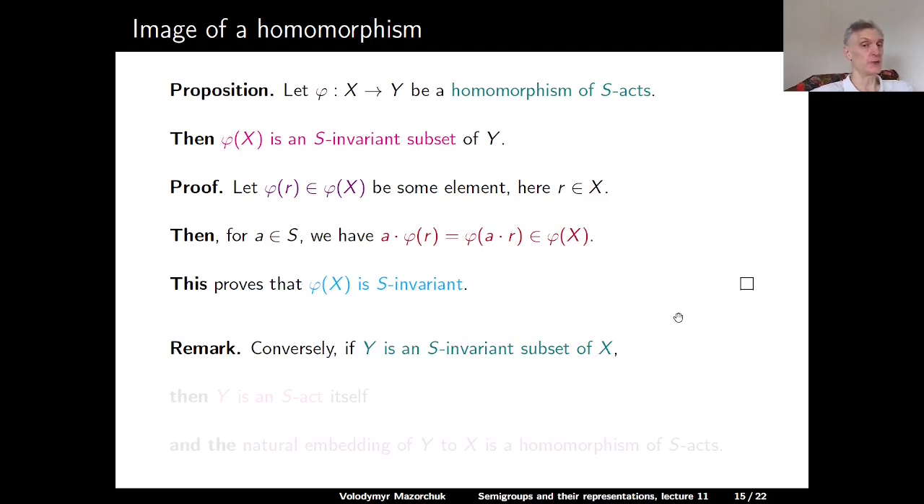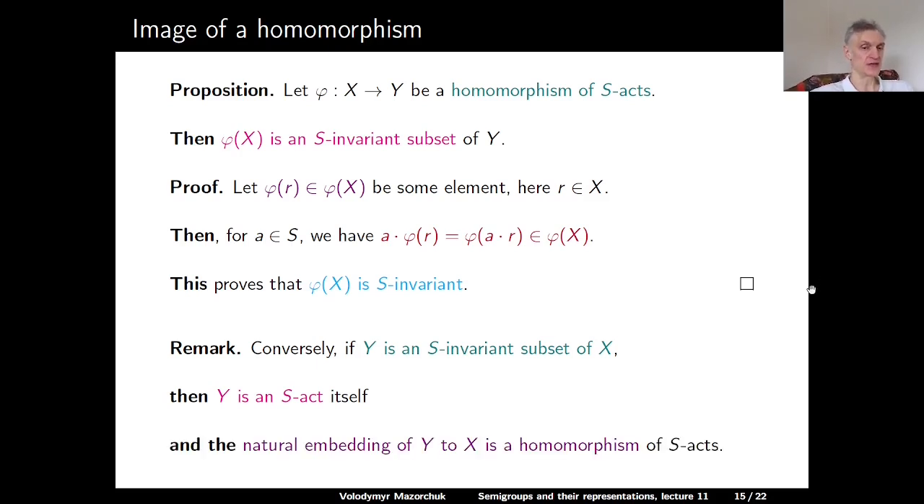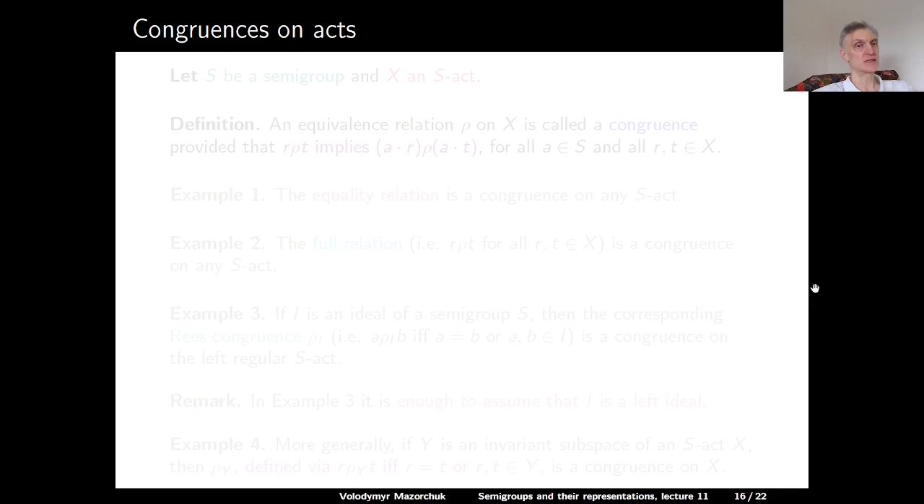Conversely, by the way, if Y is an S-invariant subset of X, then, as we just mentioned on the previous slide, Y is itself an S-act, so it inherits the structure of an S-act by restriction, and then we have the natural embedding of Y into X. That's a homomorphism of S-acts. So each S-invariant subset is the image of some homomorphism. Next, let us talk about congruences on acts.